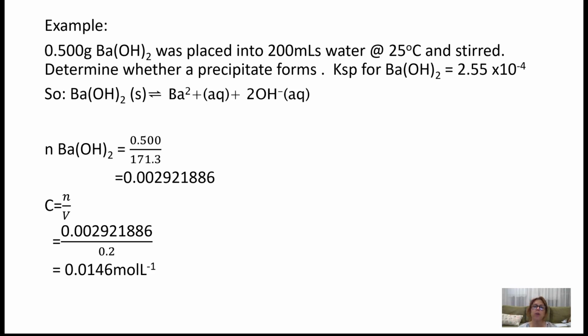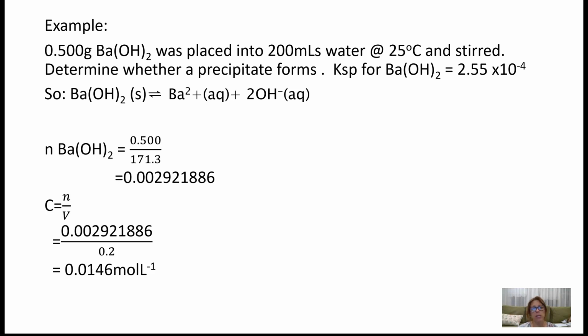If I've got 0.500 grams of barium hydroxide placed into 200 mL of water and stirred, we need to determine whether a precipitate will form. Now we've got our KSP here for barium hydroxide, which is 2.55 times 10 to the minus 4. The first thing we do is write our equation. So we've got barium hydroxide precipitate forming barium ions and hydroxide ions in water.